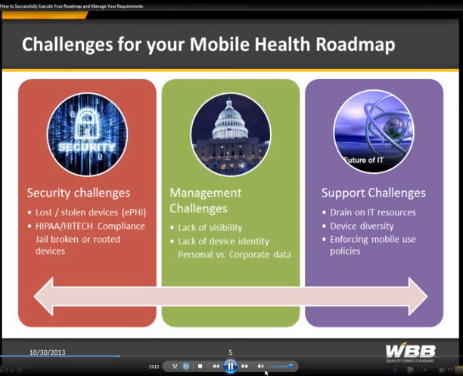Management challenges, just lack of visibility. You want transparency with security, with compliance, for your mobile apps. You want to be able to provide that visibility of the mobile apps, the simplicity associated with providing that, and be able to address the lack of device identity. Now, it's like the chicken and the egg story.